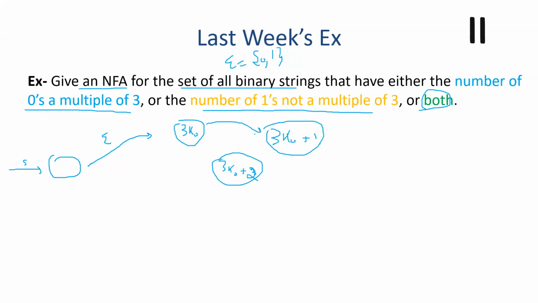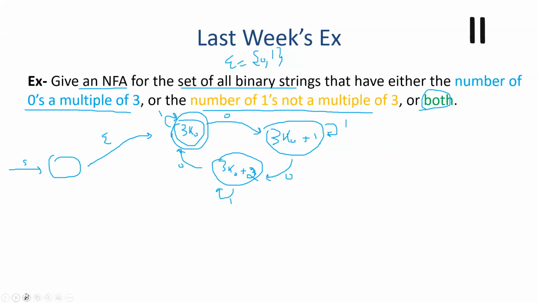Since all I care about is the zeros, if I read a 0 here, we go here, and a 0 here, and a 0 here, kind of like a loop. Since I only care about the 0, if I read a 1, I'll just loop back on myself for each case. Why am I doing this? I only care now about checking whether the number of zeros is a multiple of 3 or not. Since I want it to be a multiple of 3, I'll make the accepting state 3k0. We're done with the first condition.